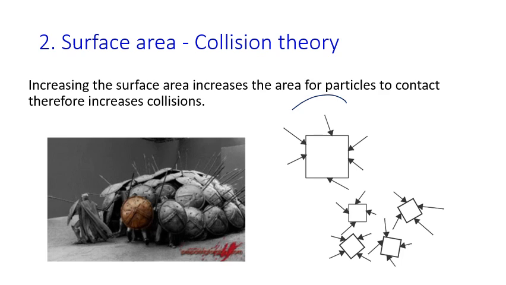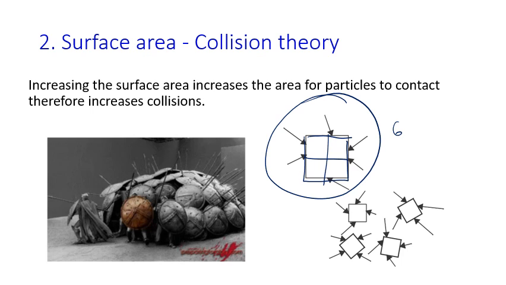So if we look at these diagrams here, this first one here, you can see that the combined surface area is rather small. So only about 1, 2, 3, 4, 5, 6 particles can be in contact with the surface. Whereas if we break up this large block, you can see now you've got 1, 2, 3, 4 particles attacking each of the smaller blocks. So you have 16 particles attacking, more contact, more chance of successful collisions.